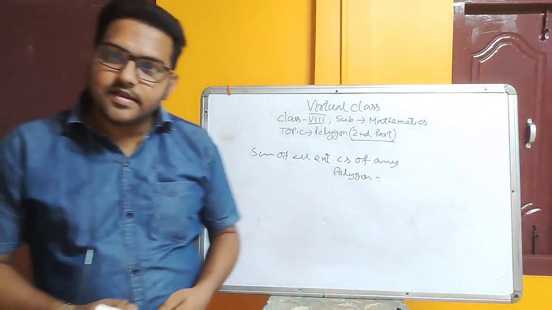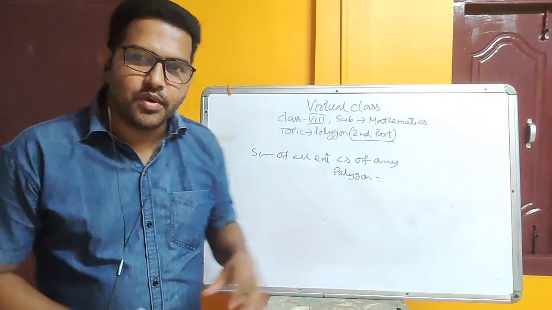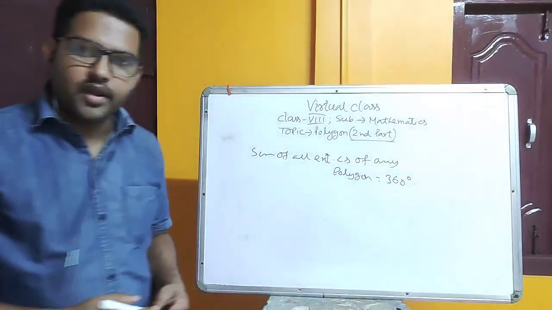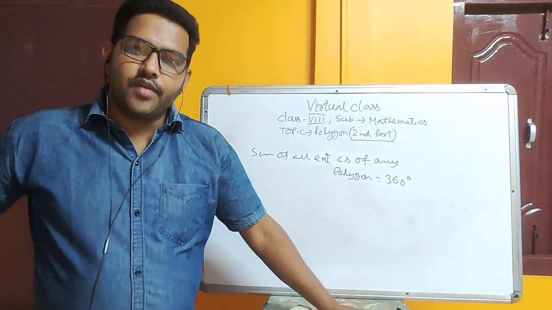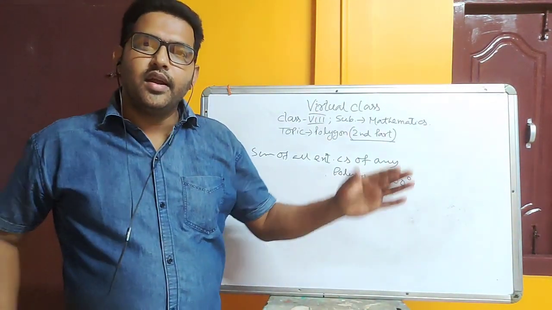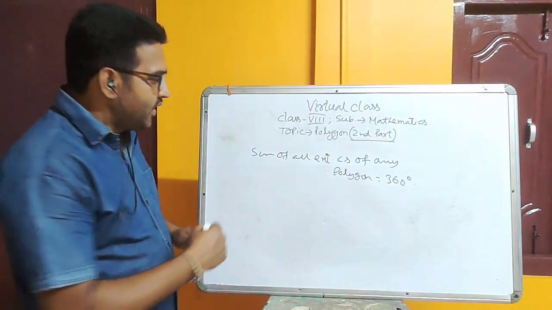Sum of all exterior angles of any polygon is a fixed one, that is 360. Okay? It is true in case of a triangle, quadrilateral, pentagon, hexagon, even decagon, and so on. Sum of all the exterior angles.